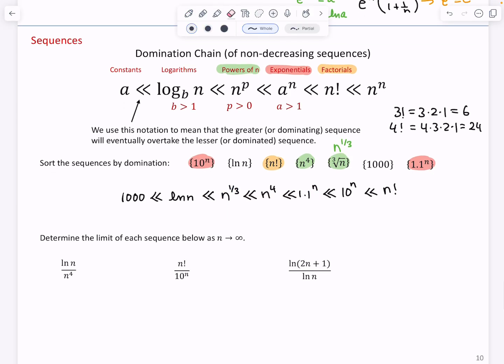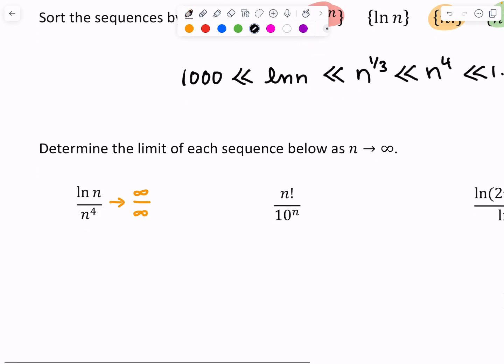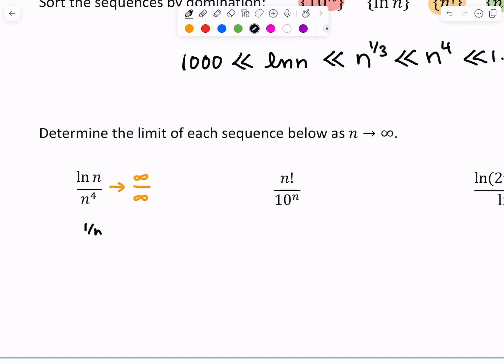And finally, determine the limit of each sequence below as n goes to infinity. Natural log of infinity is infinity. Infinity to the 4th is also infinity. So this triggers L'Hopital's rule, derivative of the numerator, derivative of the denominator. You could simplify this, or you can assess right now, because the numerator now approaches 0 and the denominator approaches infinity. This is not an indeterminate form. This is equal to 0. So the original limit is 0.